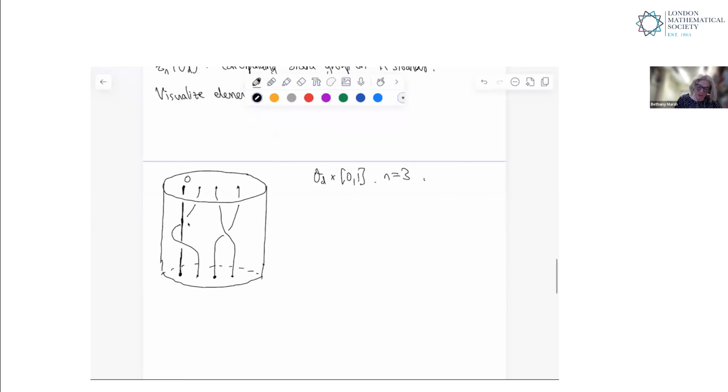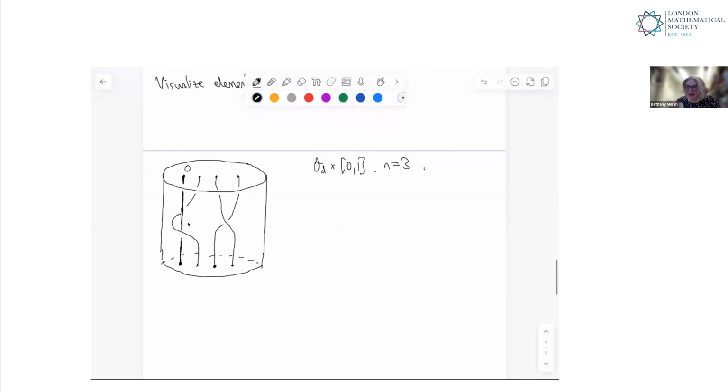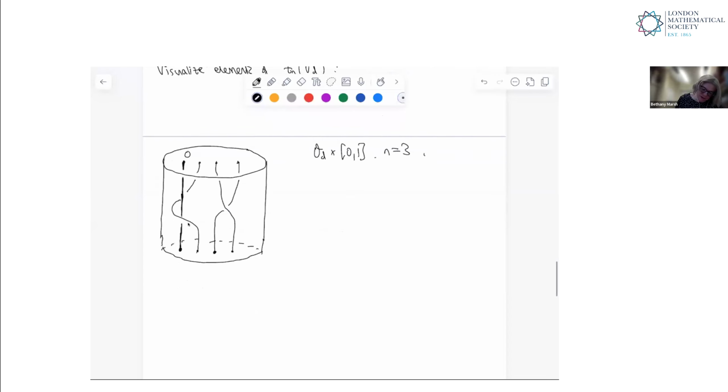And what does it mean that it's a timeline and it can't turn around and go back? It must keep moving forwards. So time never reverses. So let's write B_D^n for the braid group of G_D^n.